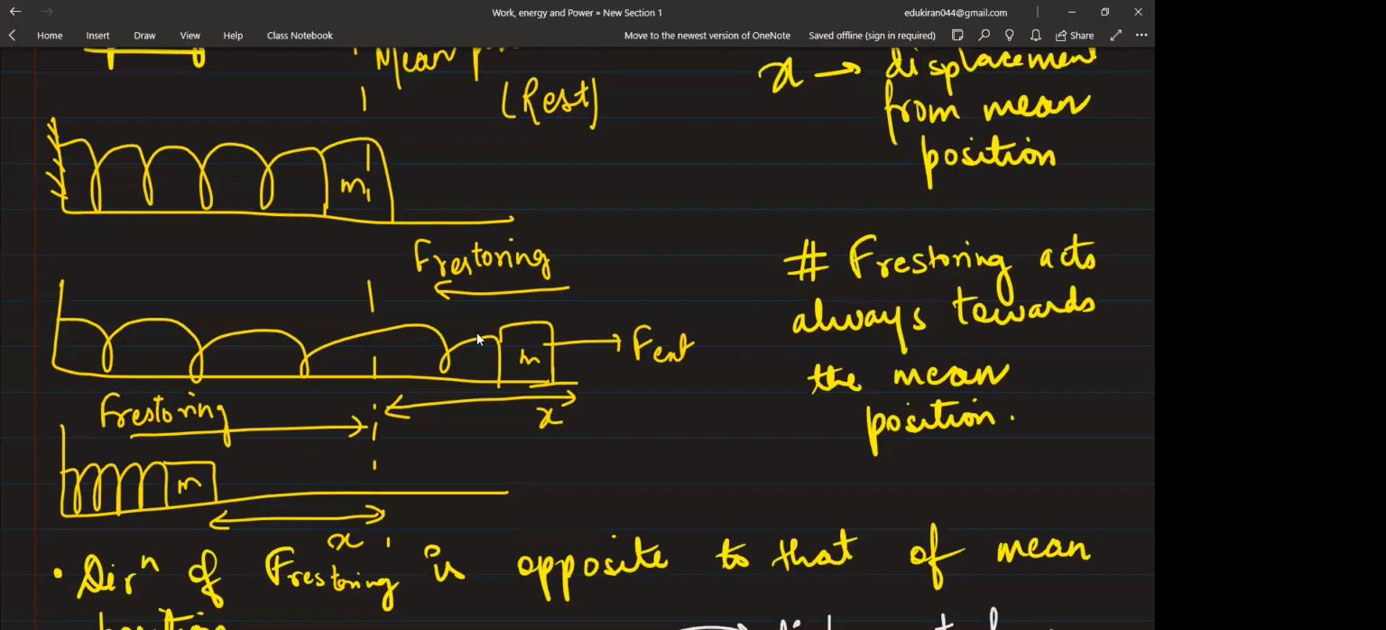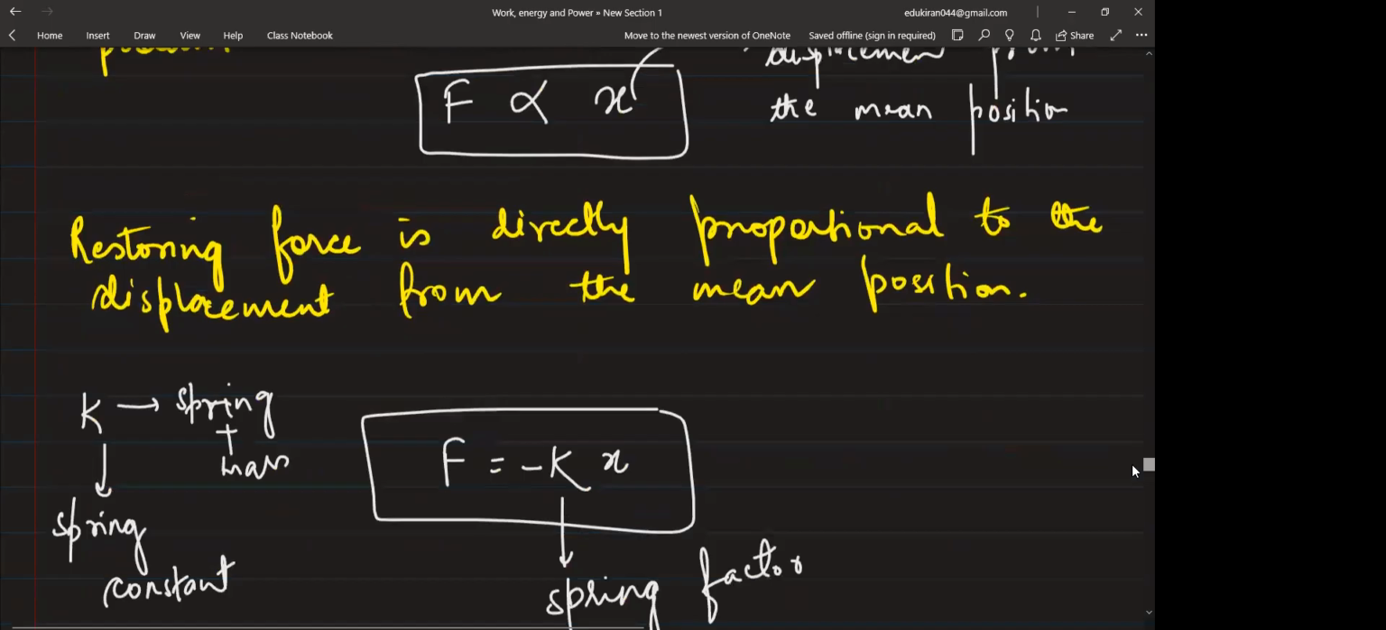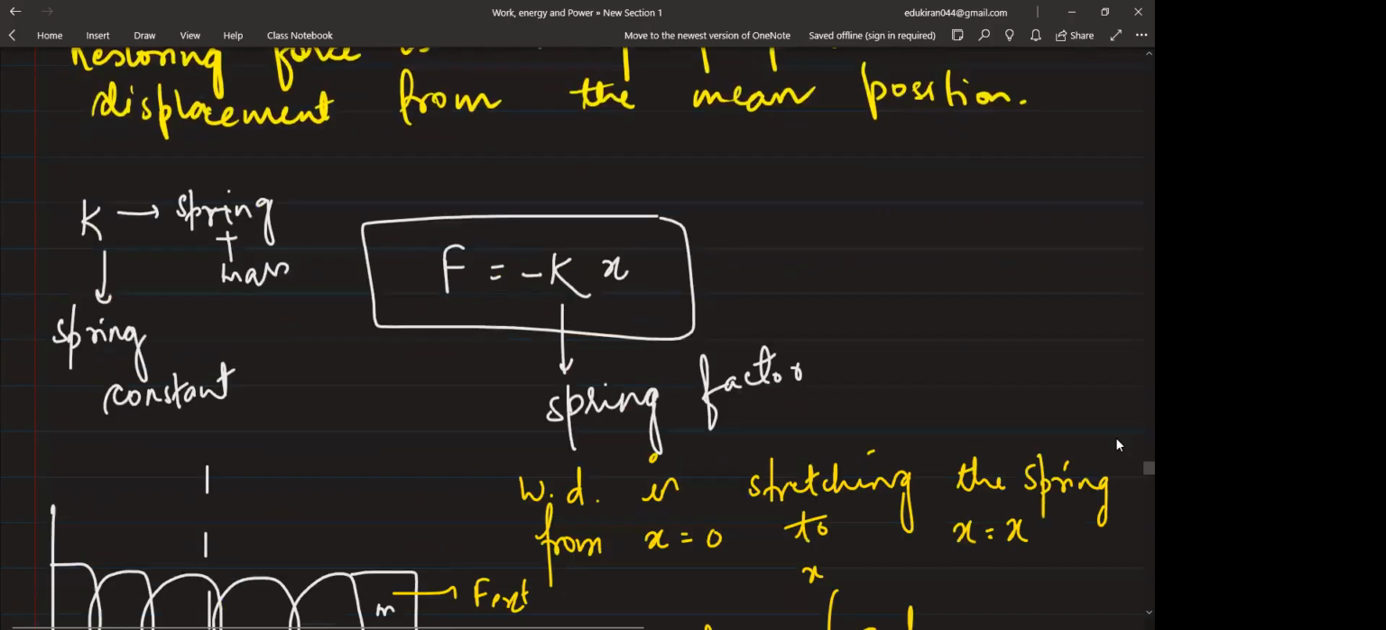The restoring force has a property that it will always try to push the object towards the mean position. If you have extended it, the direction of the restoring force in this example is towards the left. But in this example, the direction of the restoring force is towards the right. So the direction of the restoring force is always towards the mean position. This force is directly proportional to the displacement, and the actual formula is F is equal to minus Kx. K is a spring factor, which is a constant.